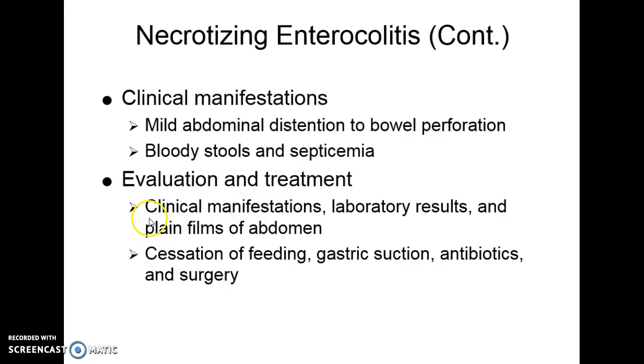All right, evaluation and treatment: clinical manifestations, lab results, looking at how spread out that disease is or how far that septicemia has occurred. Treatment includes cessation of feeding, gastric suction, antibiotics, and surgery to help clear out that inflamed area.